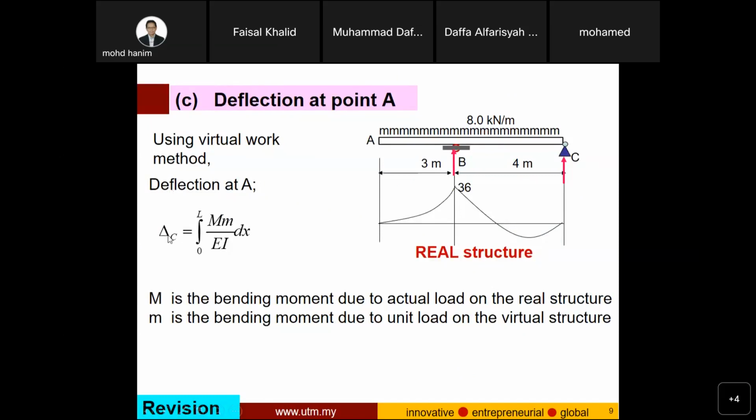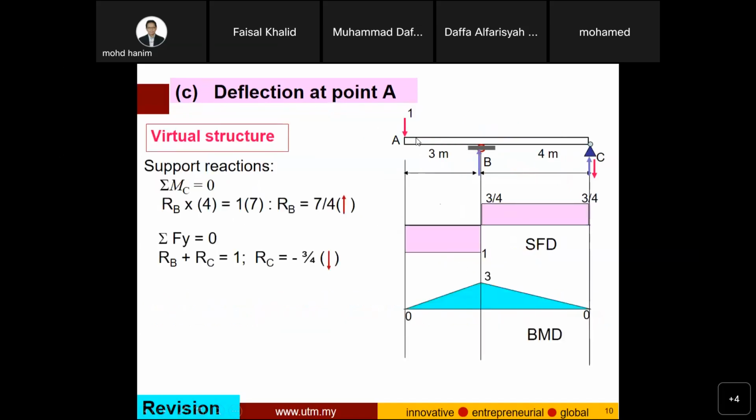So this is the formula: delta equals the integral of M m over EI dx. M is the bending moment due to the actual load on the real structure, and small m is the bending moment due to unit load on the virtual structure. So this is the real structure, where we have calculated the moment, and this is the virtual structure.